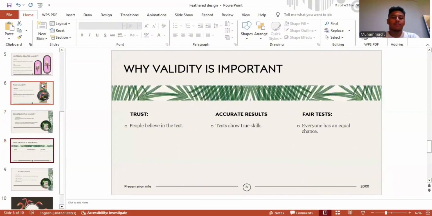Why is validity important? First, trust: people believe in the results. Accurate results: tests show true skills. Fair tests: everyone has an equal chance.